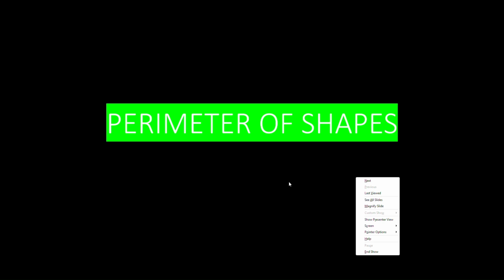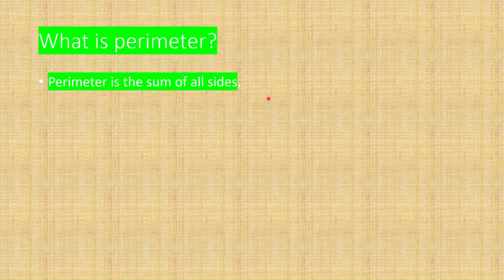Hello students, today we will be learning about perimeter of shapes. What is perimeter? Perimeter is the sum of all sides. Let's begin with one shape, which is the square.